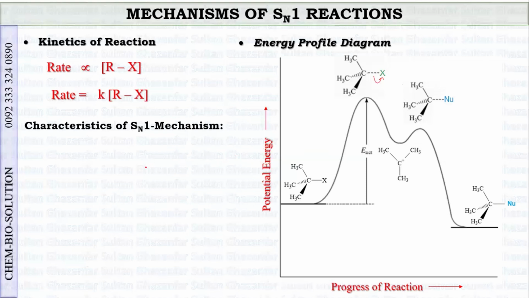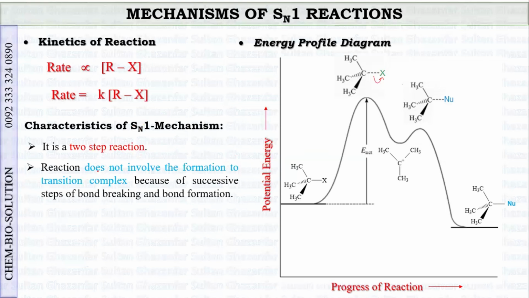Now see some characteristics of this reaction that we have already seen. It is a two-step reaction. The reaction does not involve the formation of a transition complex. Although there are two transition complexes, these are not the transition complex that we will see in the SN2 mechanism, that is, the bimolecular nucleophilic substitution reactions. So we will see over there.